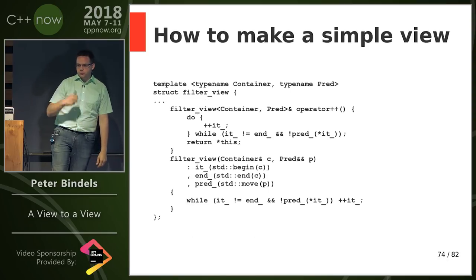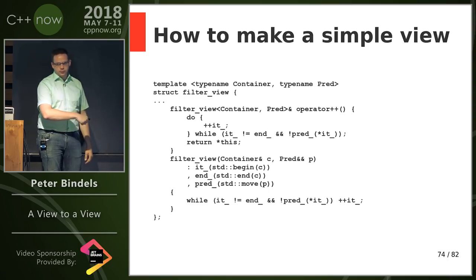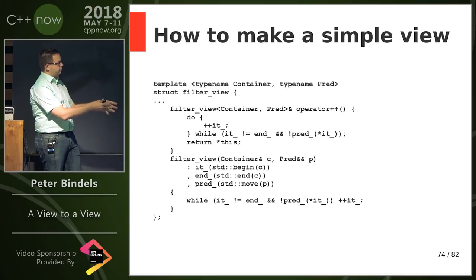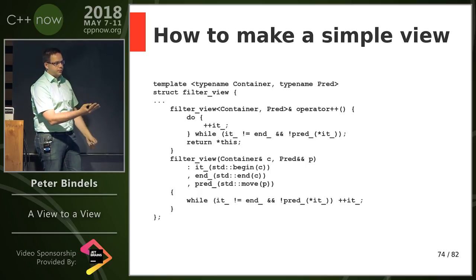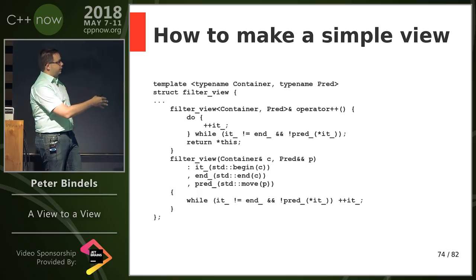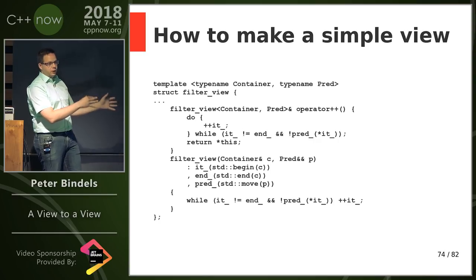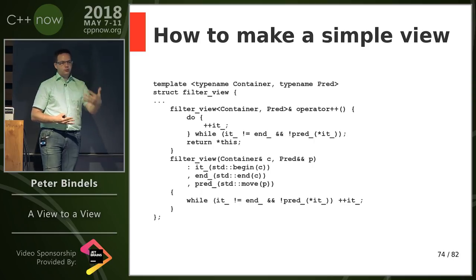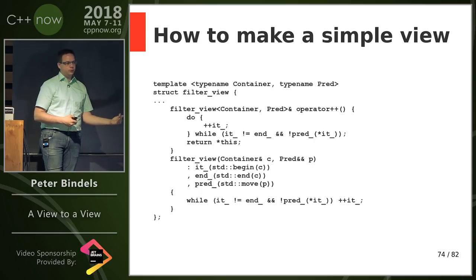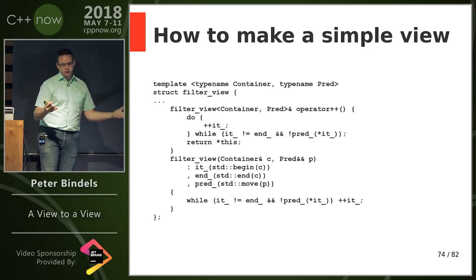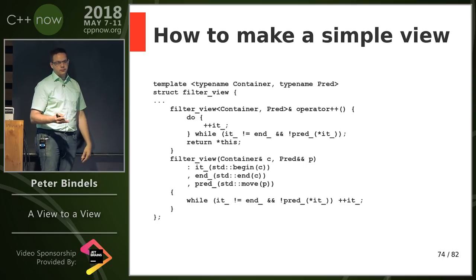And the more interesting part comes in when we have the increment operator, where I'm checking for each of the things that I'm not at the end yet, and the predicate matches. So if the predicate matches, or if I'm at the end, then I stop and I just return where I am. And when I'm constructing, I will skip ahead to the first point that actually has something I want to expose, which means that I've effectively filtered the input lazily.